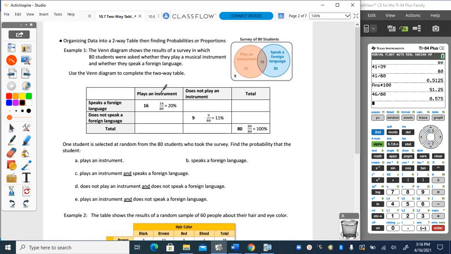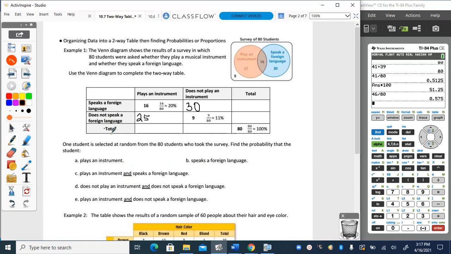So that means they play an instrument, but they do not speak a foreign language. So that would be 25 students. And then we have 16 play an instrument and speak a foreign language. So play an instrument, speak a foreign language, there's your 16. Now we want to look at the blue circle. It says speak a foreign language. So these 30 students just speak a foreign language. They speak a foreign language, but don't play an instrument. So that would be 30 total students.